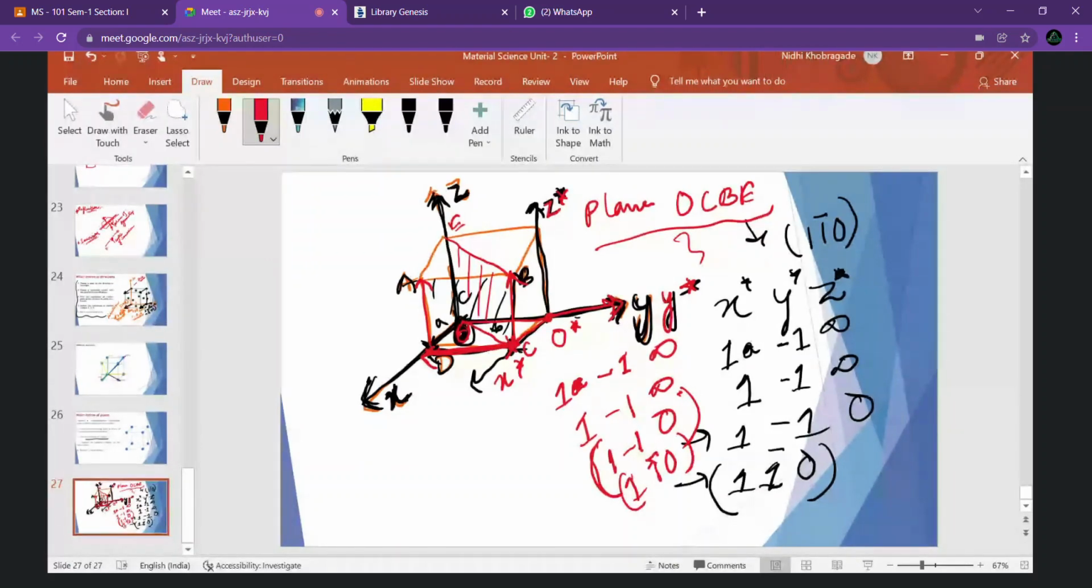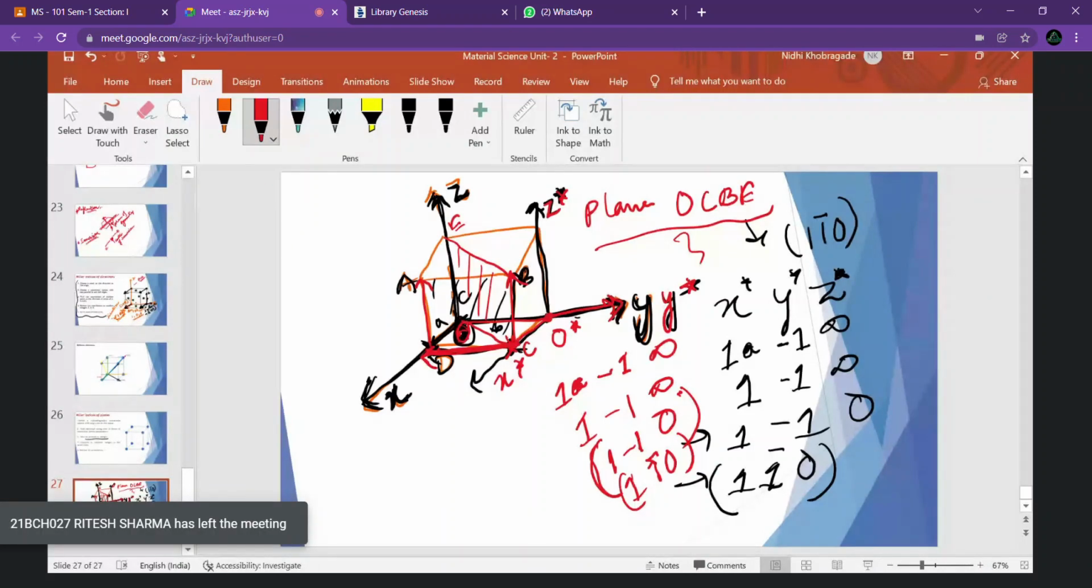That is OCBE. Because we are free to choose the position of the origin, and according to that we have to consider our particular plane and the respective axis. Okay, so we are moving on the x-axis.